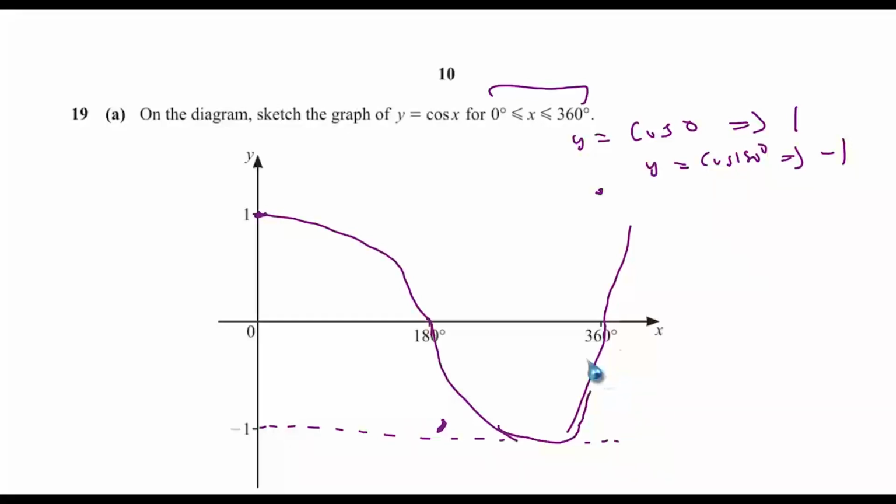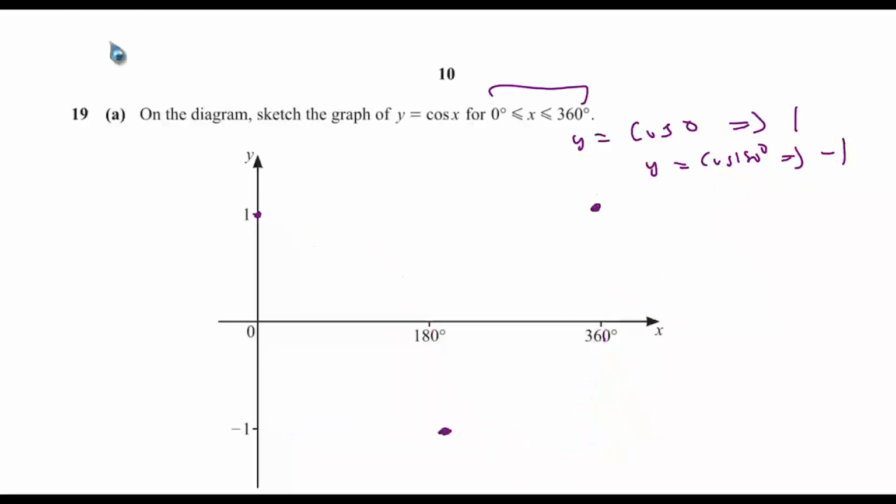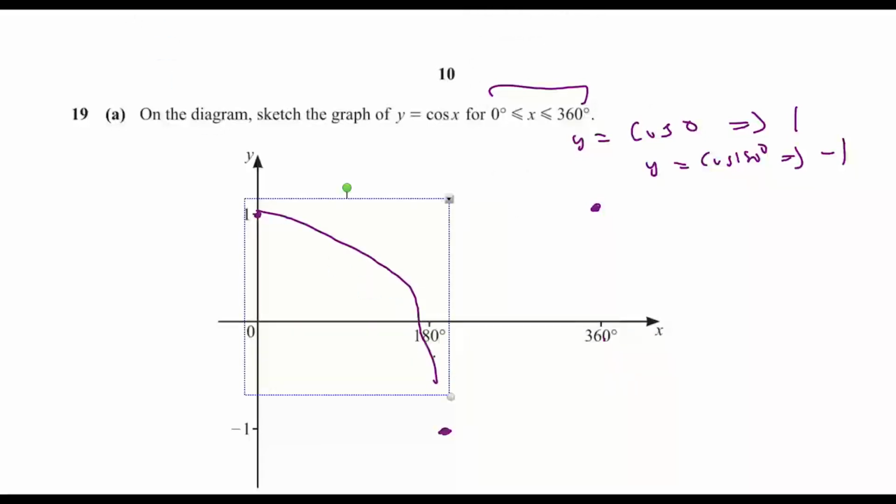Okay, so you can easily connect the points together now. So you can draw the first one like this to 180 like this. So ensure that you can easily connect the 3 points together. So you should draw something like this.